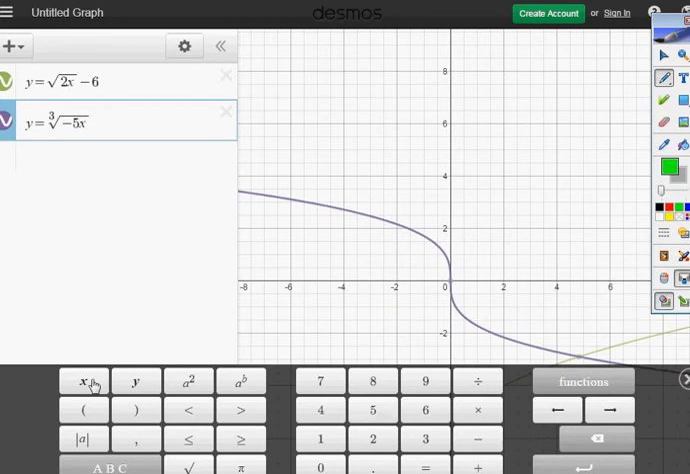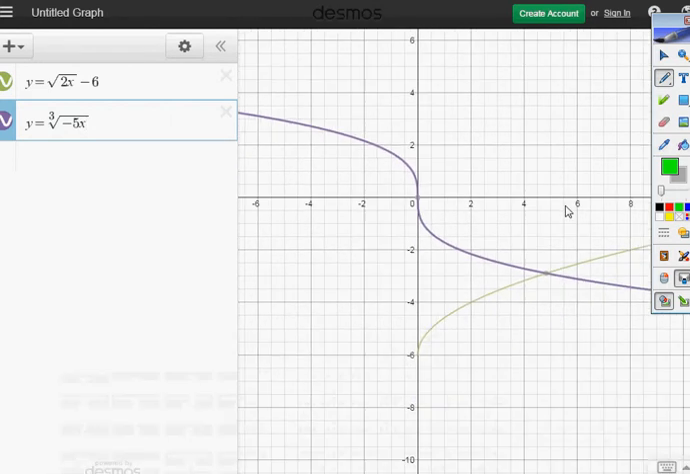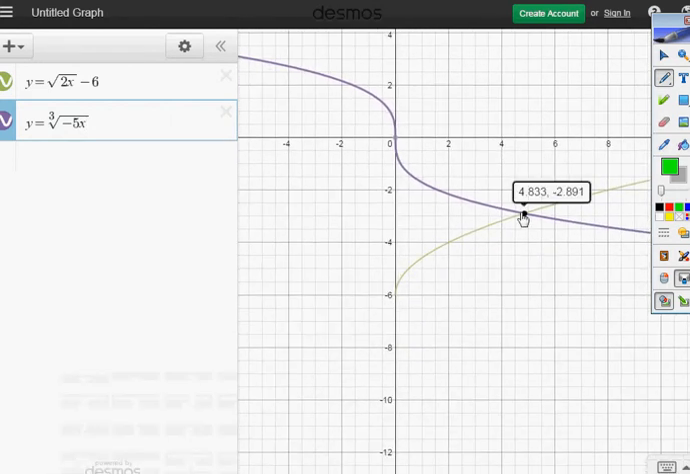Yes, they intersect. Is that where you're seeing them intersect? Yes. 4.83. Let me scoot this up here and click on it. Is that what you're getting? Yeah. Awesome. So do we care about the y value? Not a bit. But we care about the x value.